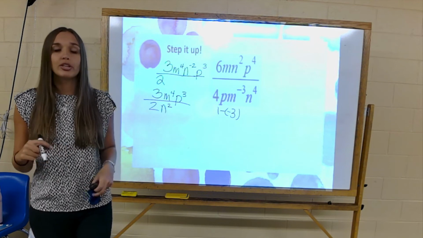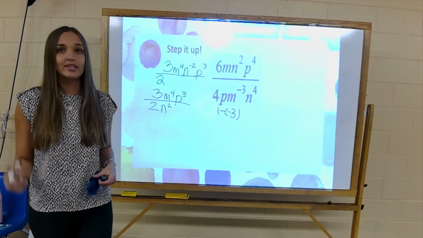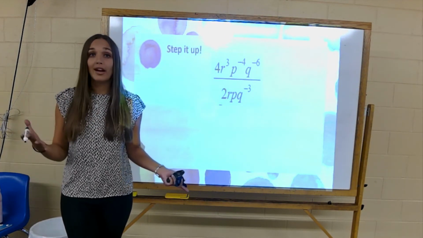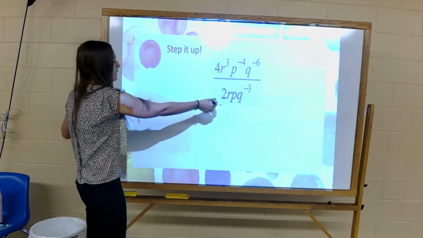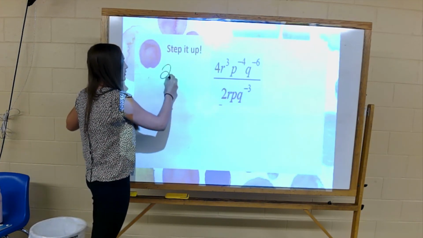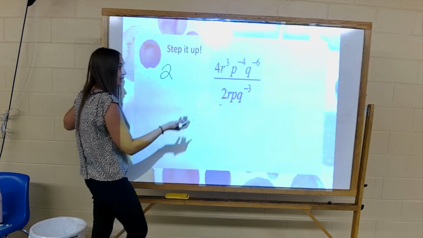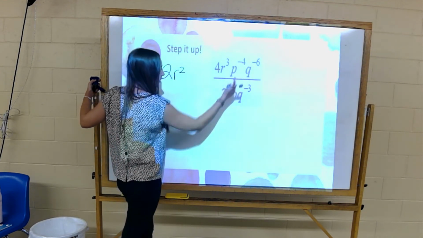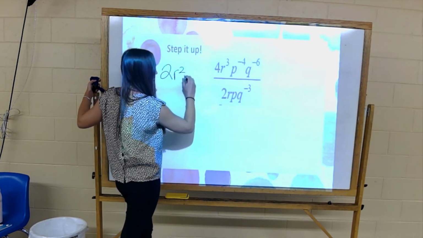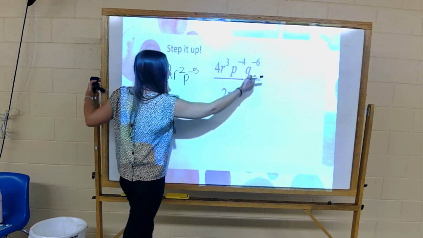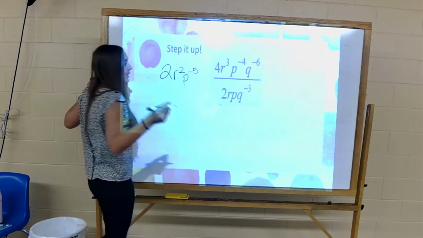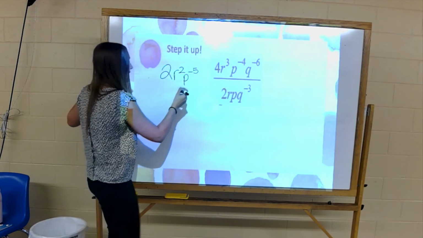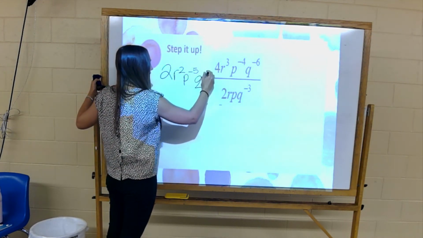Let's try one more problem where we're going to use the quotient rule to make sure we're fully understanding this concept. Our first step is to divide our coefficients. 4 divided by 2 gives me a 2. Then we have to subtract our like bases' exponents. So 3 minus the 1 gives me a 2. Negative 4 minus the 1 gives me a negative 5 for our exponent of p. And then negative 6 minus a negative 3. That minus a negative becomes a plus, so we're going to have negative 6 plus 3, which gives me a negative 3. So I'll have q to the negative 3rd.